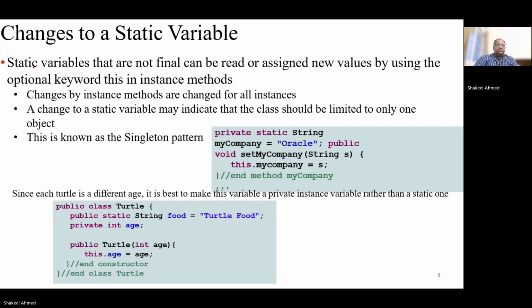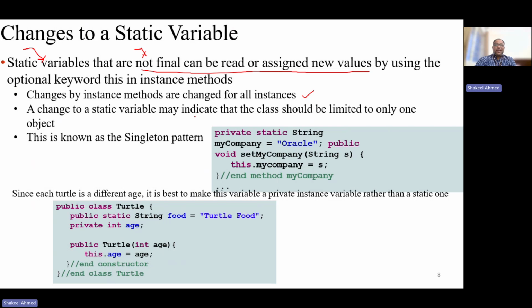So now, changes to a static variable. Now you want to change the value. As you previously saw, you can use the instance of the variables directly to change the values. And now if I want to change the value of an instance variable with static, how can you do that? The static variables that are not final can be read or assigned new values. So it's okay, if you are having some values which are not final, you can change them. By using the optional keywords, this is instance methods. So changes by instance methods are changed for all the instances, because it is static, it will change for all the places.